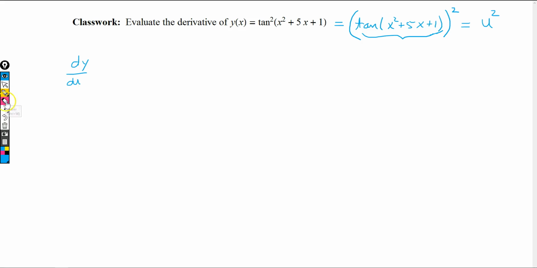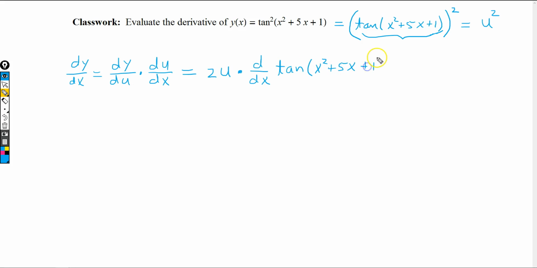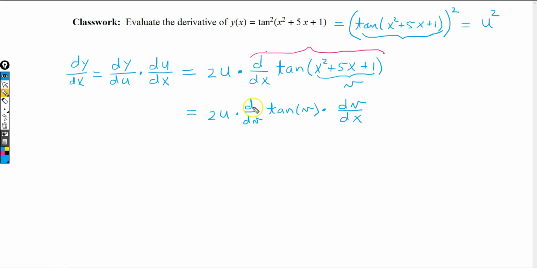So dy/du is going to be just 2u. Now du/dx, well, we're going to have to, let's write that like this. Let's write that as d/dx of the tangent. You see, now we're going to have to use the chain rule again on this part right here. We're going to have to do the chain rule again to evaluate the derivative of this. So, think of this in here as being a v, and so this is going to be 2u times the derivative of tangent. I'll write it out like this, d/dv of the tangent of v times dv/dx. Notice how the dv's cancel, so you're getting d/dx of tangent of v.